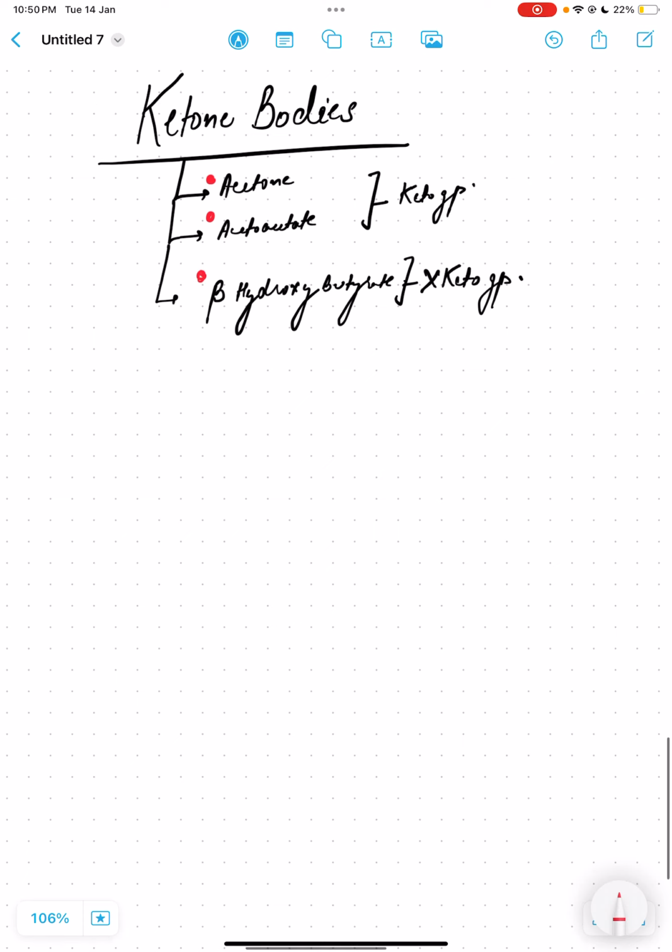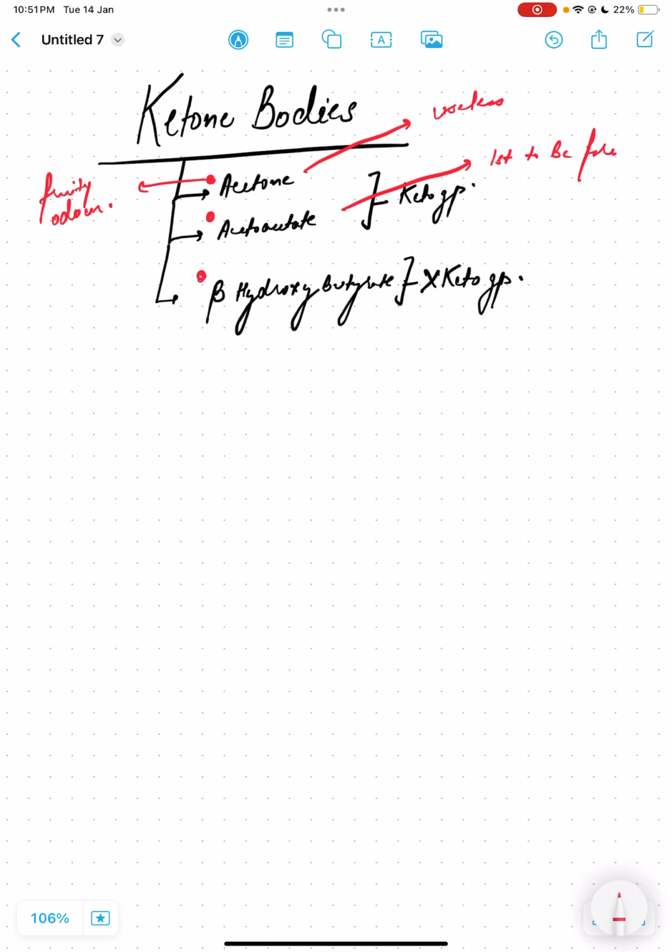Okay, I will write down here. Acetone has a fruity odor. First of all, we should know that there are three types of ketone bodies: acetone, acetoacetate, and beta hydroxybutyrate. The first two contain the keto group, and the beta hydroxybutyrate doesn't contain any keto group. Acetone produced in the body is useless, and acetoacetate is first to be formed.